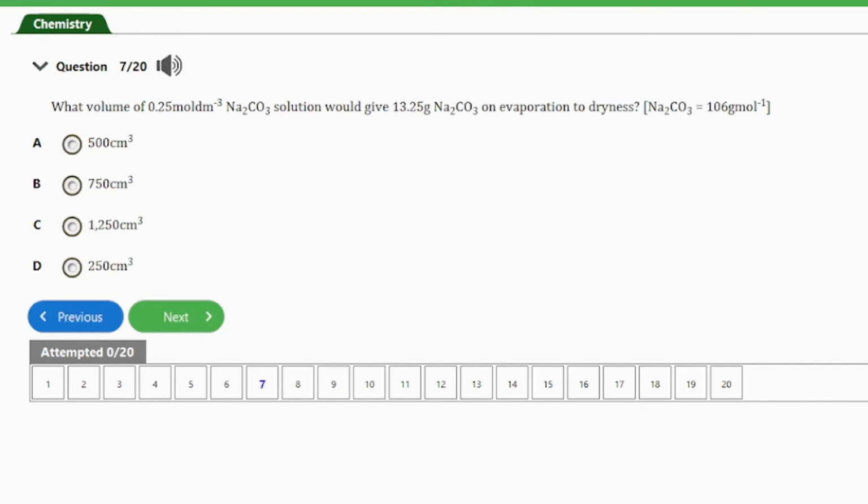That's question number 7 here, and the question says, what volume of 0.25 mole per dm cube sodium trioxocarbonate(IV) solution would give 13.25 grams of sodium trioxocarbonate(IV) on evaporation to dryness? So we're given the molar mass of sodium trioxocarbonate(IV) to be 106 grams per mole. Alright, so let's quickly zoom into our workspace and solve this together.